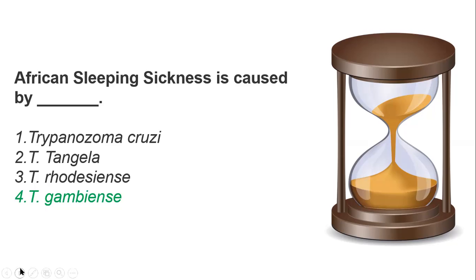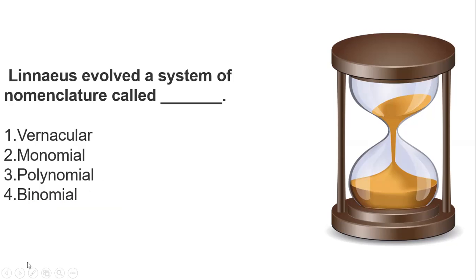Right. Moving on to the next question. Linnaeus evolved a system of nomenclature called, very simple, the very base: vernacular, monomial, polynomial, binomial. Which of the following is a system of nomenclature implemented by Sir Carl Linnaeus? Yes, without wasting any time, binomial nomenclature is the answer, right? It is a system of nomenclature which was created by Linnaeus.